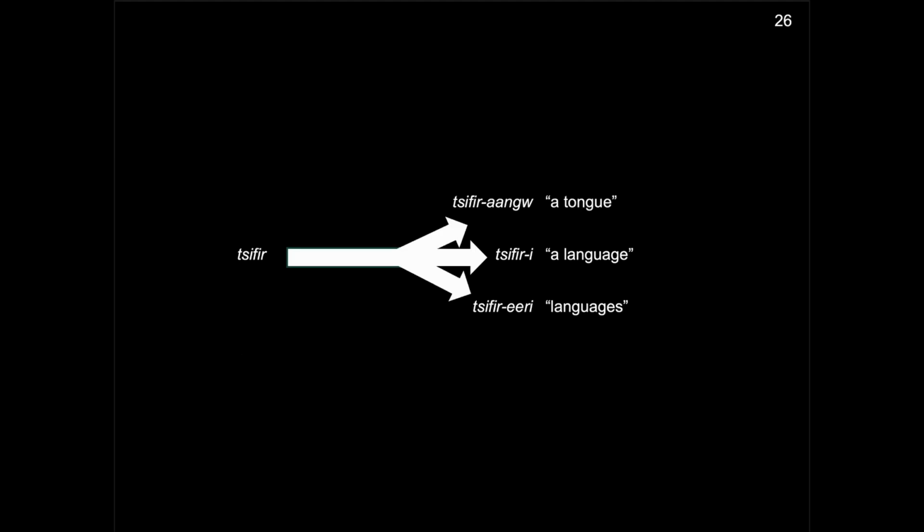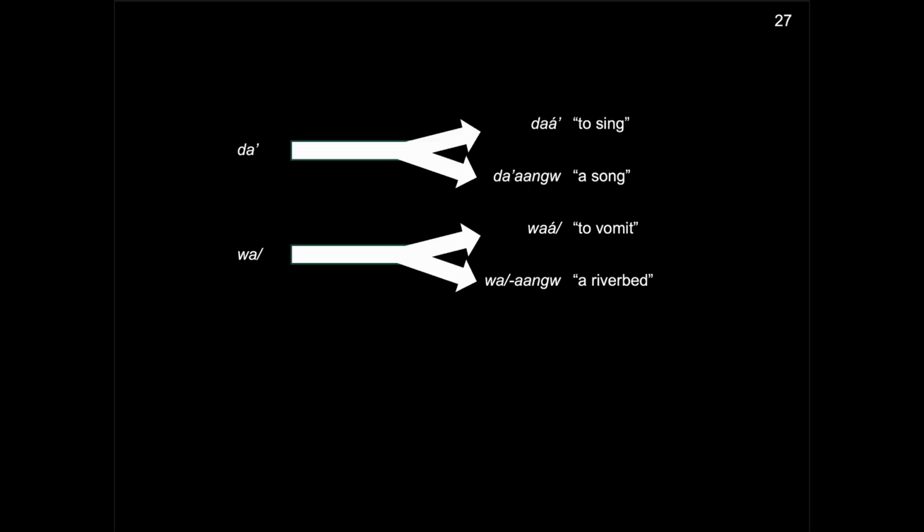Crucially, this kind of word formation is not limited to number distinction. Here, the suffixes e and eri turn the root tsifir into language, tsifiri, and languages, tsifireri, respectively. But when paired with the suffix ang, the result form tsifirang means a tongue. Moving beyond nominal suffixes, the process is also not limited to any particular part of speech. The root da can form the verb to sing, as well as the noun, a song. Similarly, the same operation applies to wa to derive the verb to vomit, wa, and the noun, a riverbed, wa'ang.